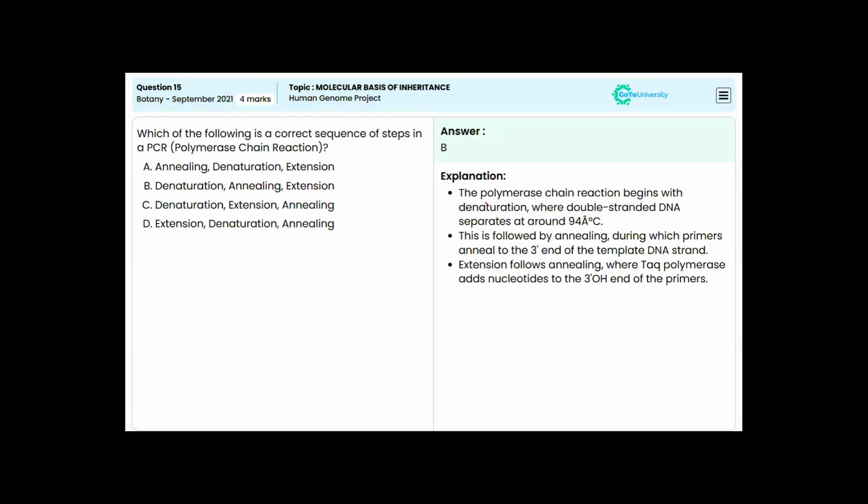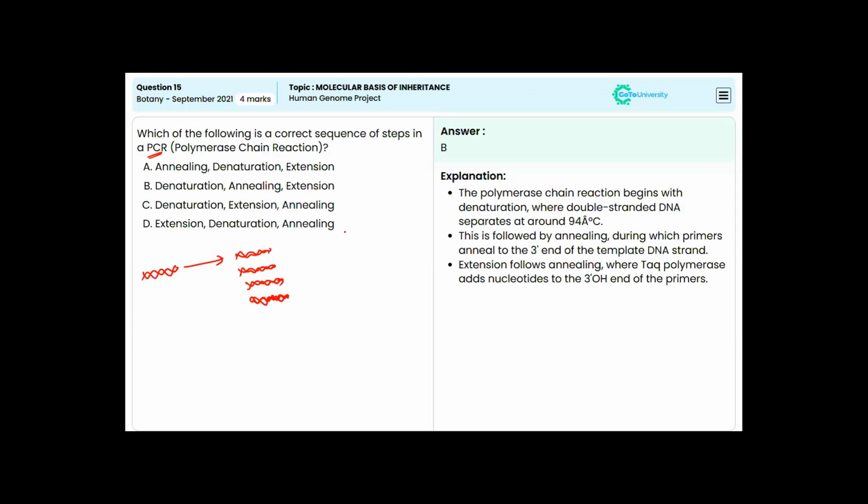Now moving to the next question, which is: the following is a correct sequence of steps in PCR. So this is a polymerase chain reaction. We haven't discussed it in our class right now. So this is a process where we amplify the DNA. Okay, so that means if we have a sample of DNA and we want to proliferate it, we want to multiply, we want to amplify, we want to make so many copies of DNA, we use the process called PCR. Okay, it is simply replication happening here.